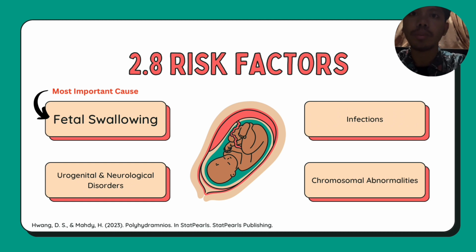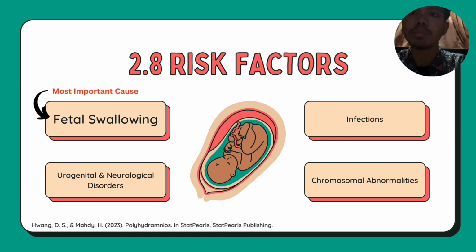Infection can also disrupt the balance. Intrauterine infections caused by the TORCH complex such as toxoplasmosis, rubella, cytomegalovirus, and herpes simplex virus can lead to polyhydramnios. These infections can affect fetal development, including its ability to regulate amniotic fluid.